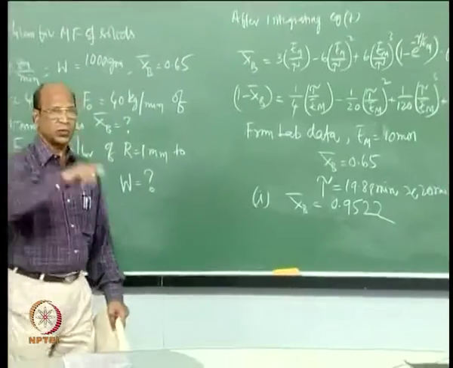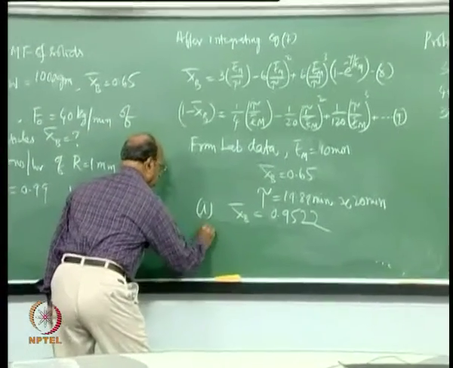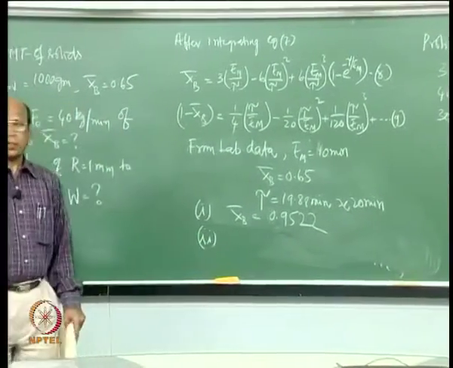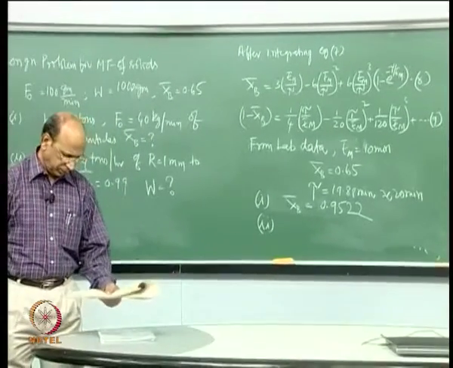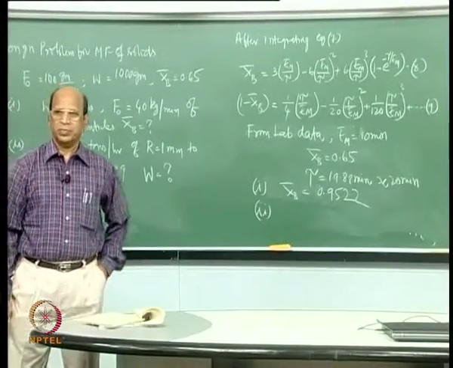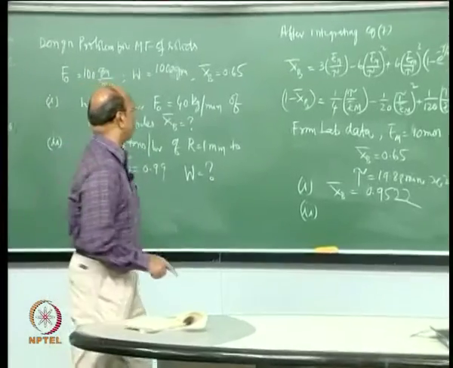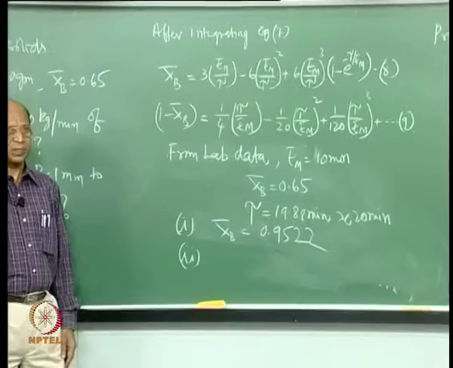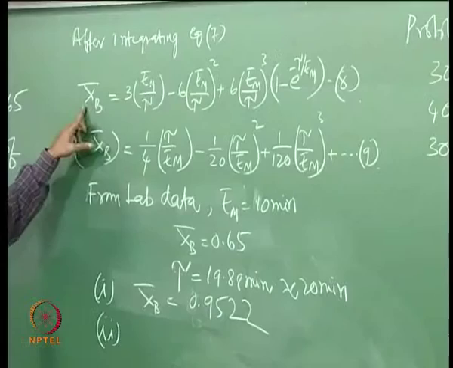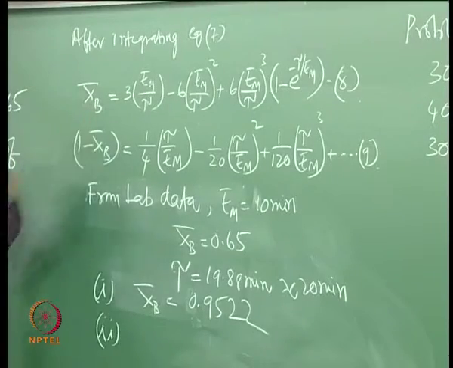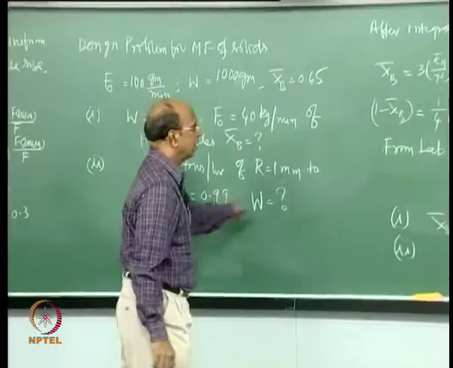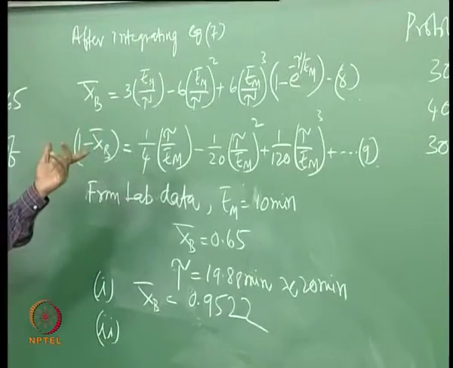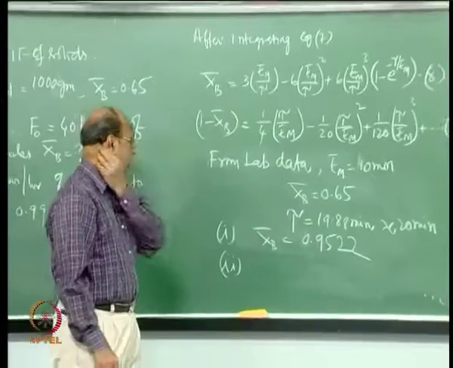Good. Because you do not have time now to check all this, the other one is calculating W. To calculate W, first you should solve this equation for T bar m, because tau is known and x bar b is given. So, x bar b is how much? 0.99. So, you have to solve the same formula again, only one formula, that is all.